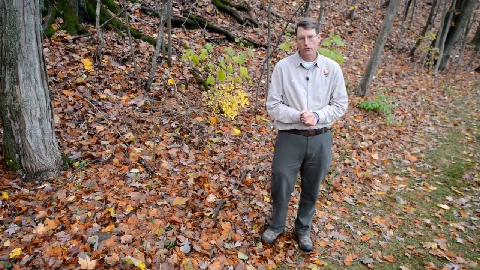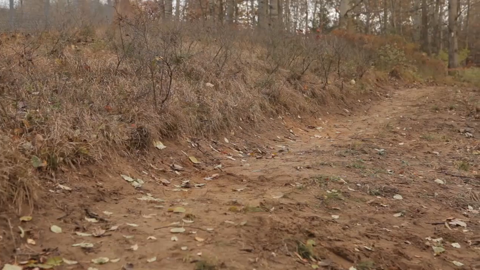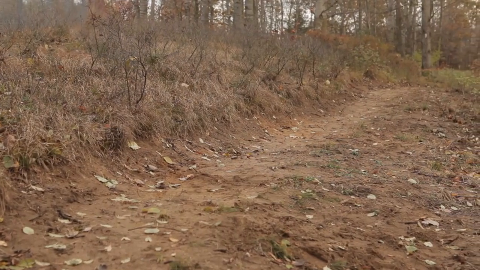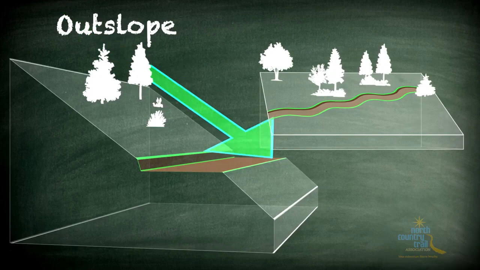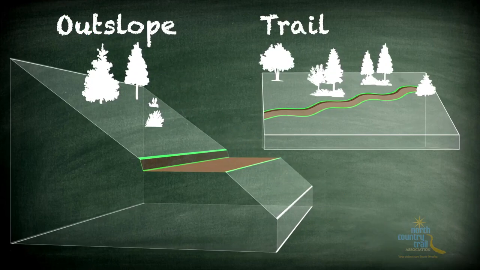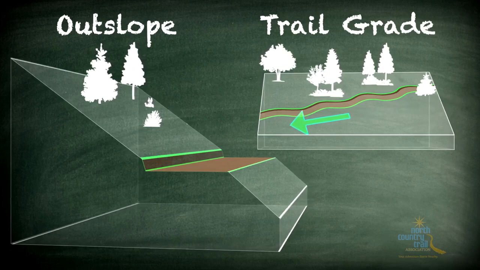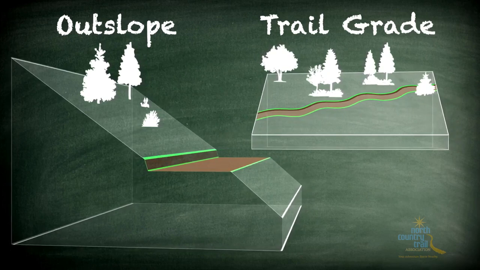This means that the trail tread is not flat across its profile, but it's got a slope to it that will provide positive drainage for the water to always leave the trail tread. The outslope is across the trail tread. Okay, grade is longitudinally down the trail, outslope is across the trail grade.